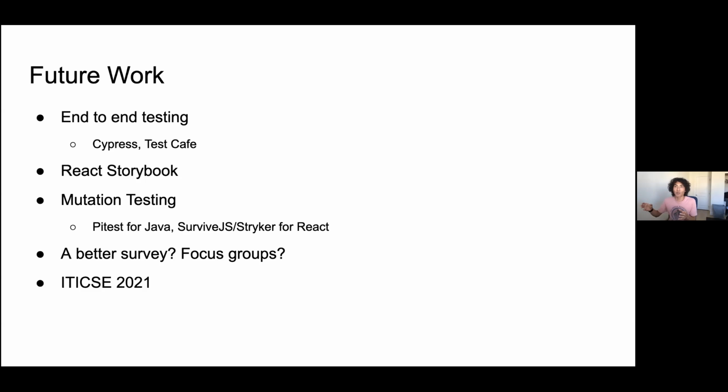It's much easier to use technologies like Cypress and Test Cafe to automate a browser to test the full end-to-end functionality, as opposed to trying to test end-to-end functionality within something like Jest and React Testing Library.